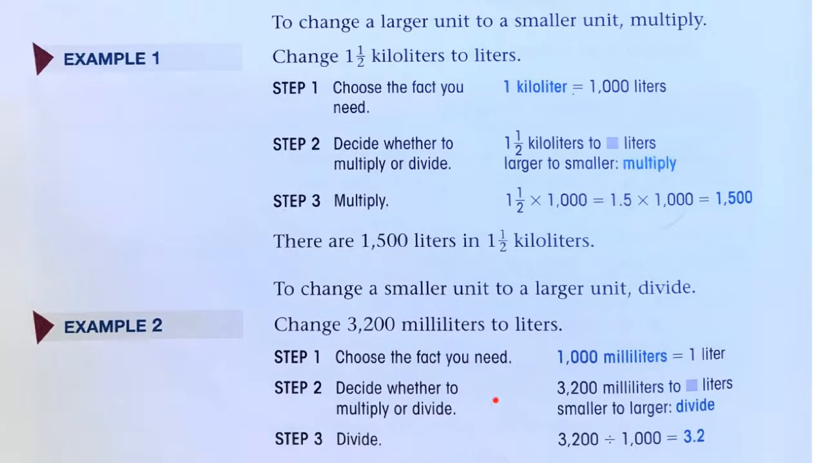Step 2. Decide whether you multiply or divide. 3,200 milliliters is the smaller unit of measurement because the liters are a larger unit of measurement. We're moving from smaller to larger, so we divide. Then you do the math. 3,200 divided by 1,000, move the decimal point 3 times to the left, and we get 3.2. There's 3.2 liters from 3,200 milliliters.